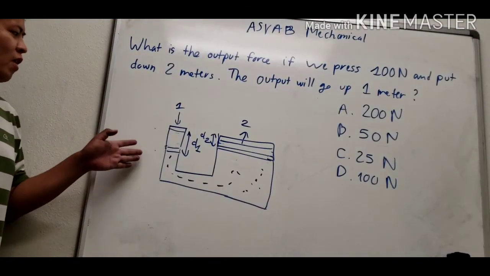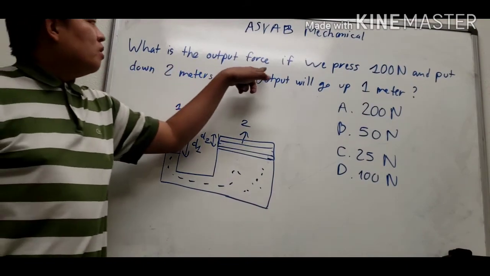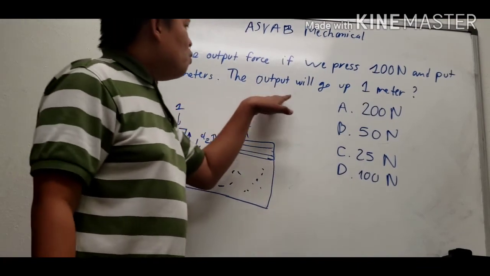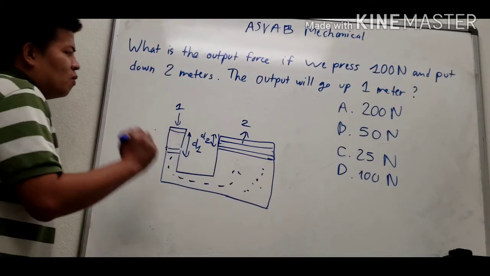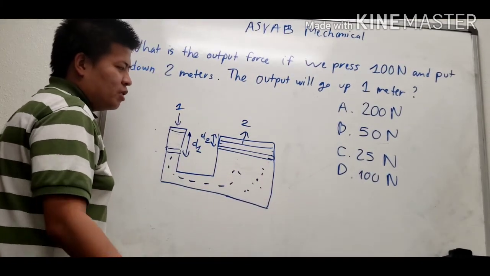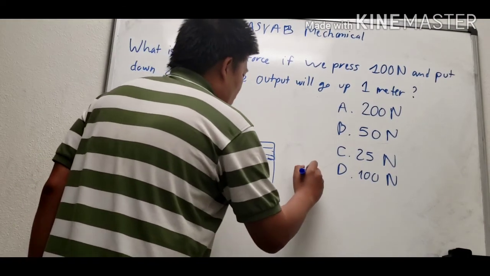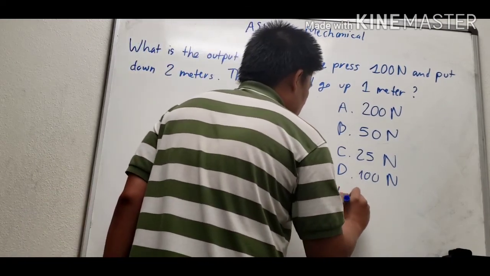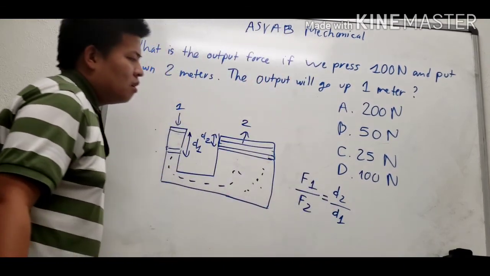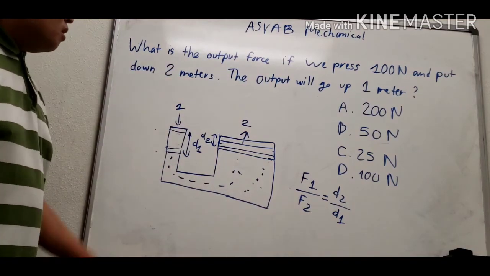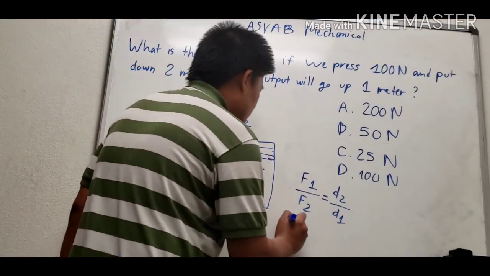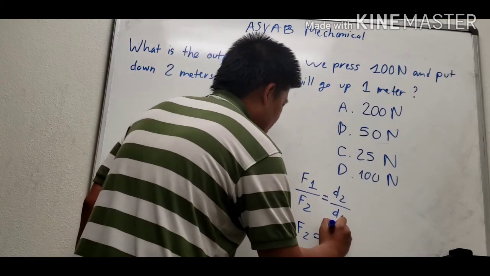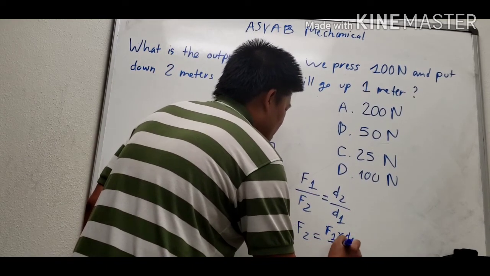In the real exam, they will provide a diagram, and ask what the output force is if we push with 100 newton and press down 2 meters, and the output goes up 1 meter. So here we just apply the ratio that I just showed you. We have F1 divided by F2 equal to D2 divided by D1. They ask about the output force, that's F2. So we just rearrange everything. We have F1 multiplied by D1 divided by D2.